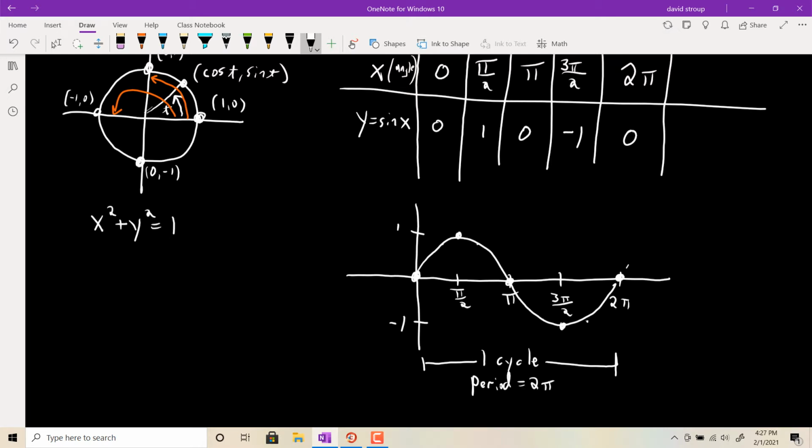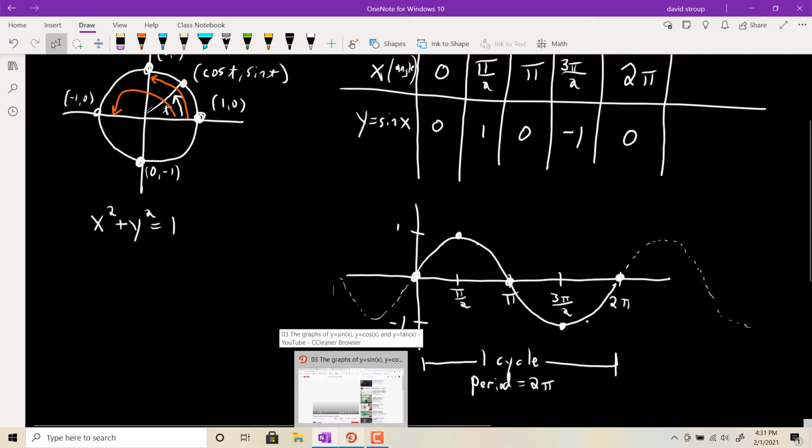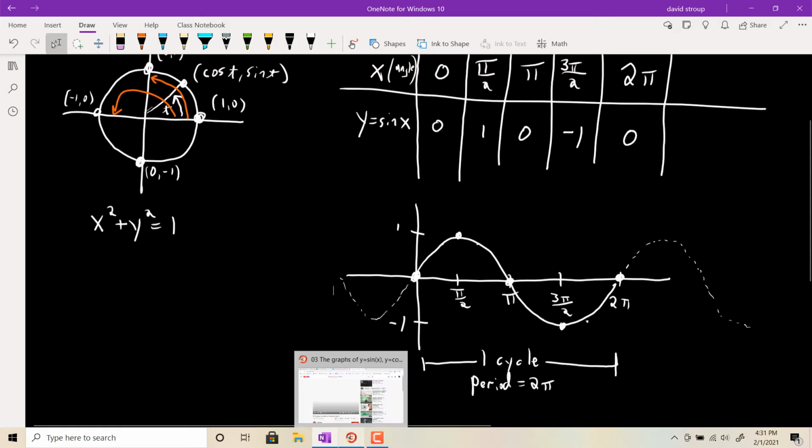And of course it goes on and on forever, so it keeps repeating on and on in both directions. Okay. Okay, so you can go online and find animations of this in real time. I got one queued up.